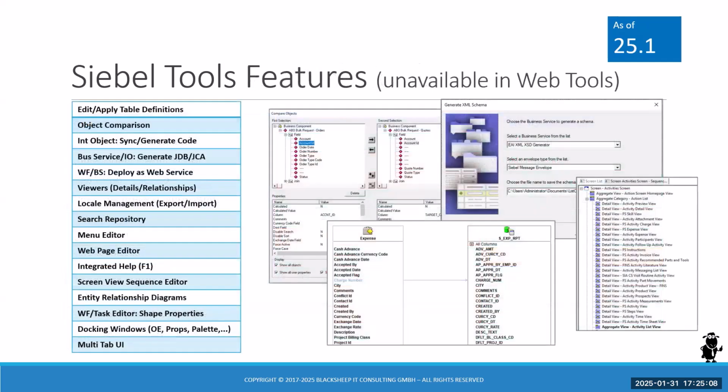There are the other Siebel tools features which should not be forgotten, let's put it that way: comparison, generating schema, visualizing stuff, deploy as web service, and others. Yeah. So, looking at your thing, I'd like your opinion from the group. How many people actually use integrated help in tools or web tools? Speak up if you use it.